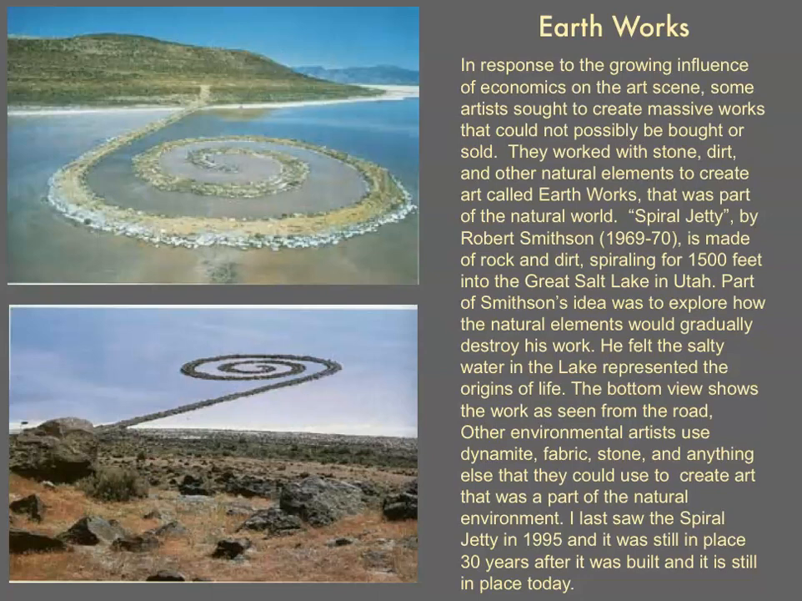This is Spiral Jetty by Robert Smithson. It's made of rock and dirt, and it goes for 1,500 feet into the Great Salt Lake in Utah. Part of this artist's idea was to explore how the natural elements would gradually destroy his work. He thought the salty water in the lake represented the origins of all of life.